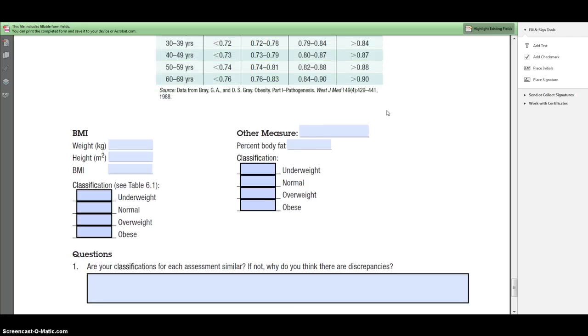Okay, calculating BMI, we'll go ahead and do here on our second part. So we're just going to pause for just 1 second. Make sure that you have a piece of paper, a pencil, or a pen, something to write with, and you'll need a calculator or your cell phone to calculate these numbers. So we'll pause for just a moment.